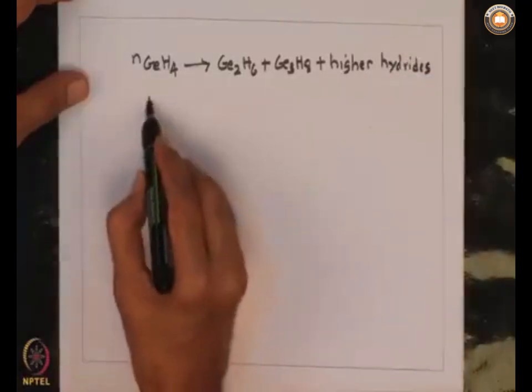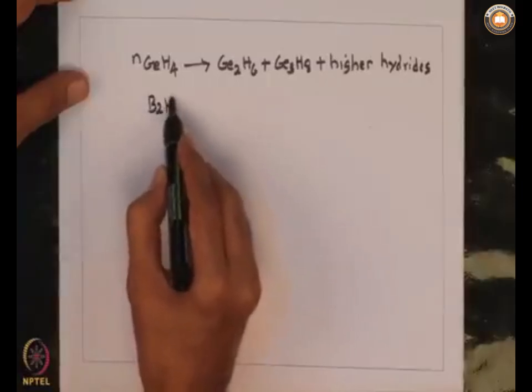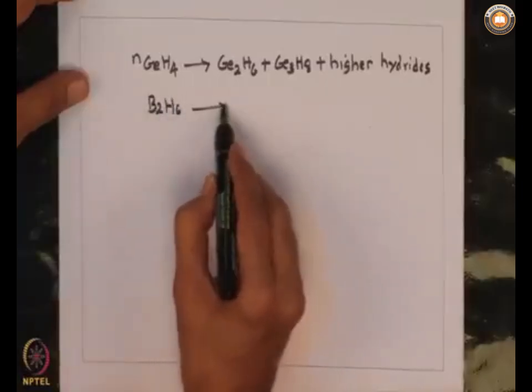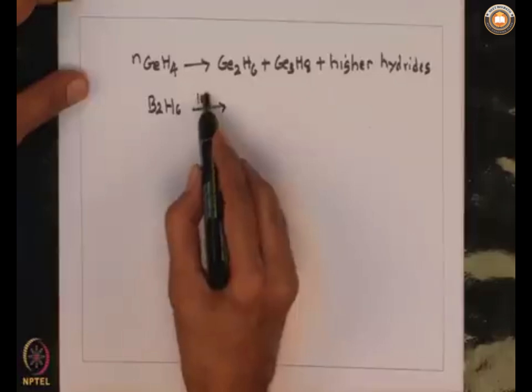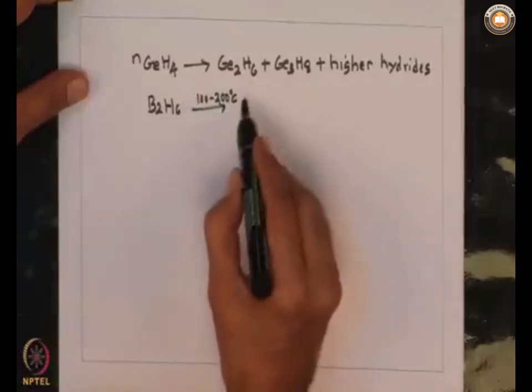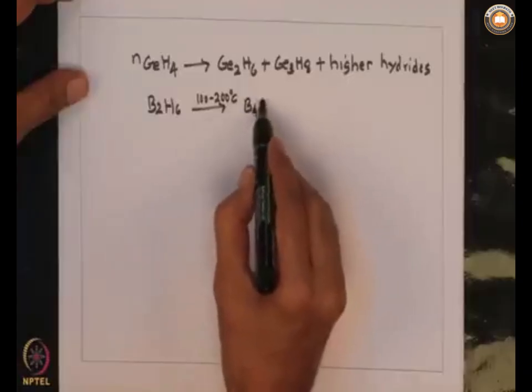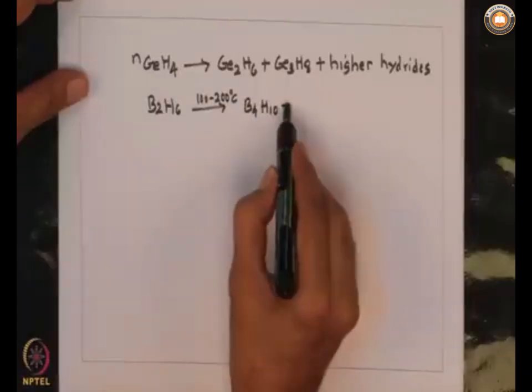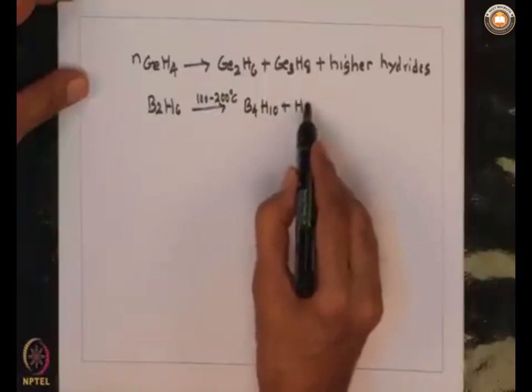Okay. Similarly, B2H6, when heated to a temperature of 100 to 200 degrees centigrade, forms B4H10 with the liberation of H2, hydrogen.